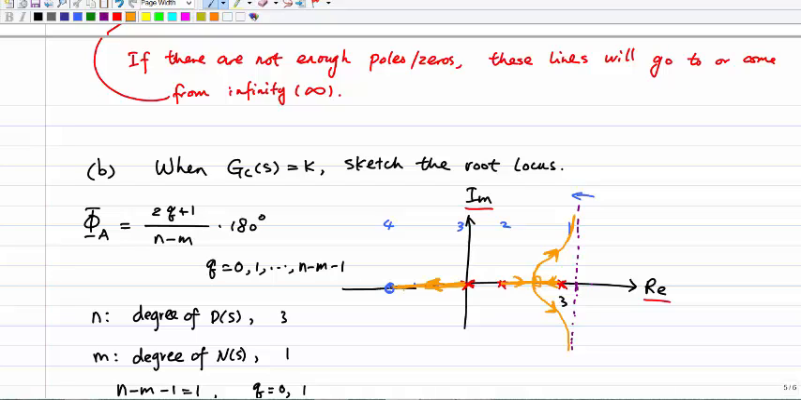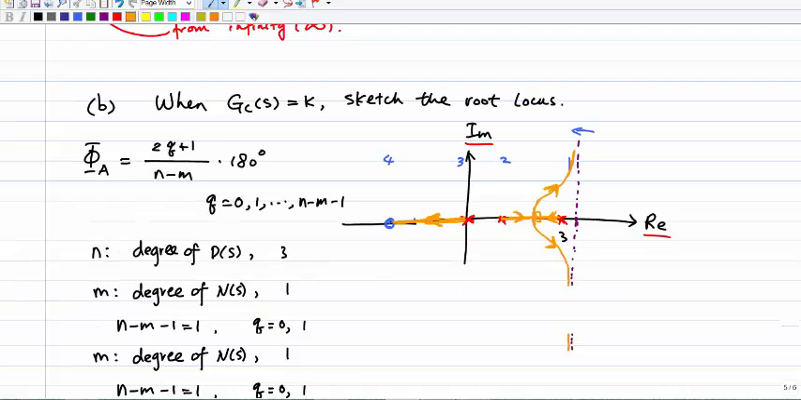The next one is, how about these two? These two will go to infinity because, as I mentioned before, they don't have enough zeros, so they will go to infinity. You have to check how they approach infinity. We actually have to compute the asymptotes. The asymptotes are determined by the angles and also the centroid.